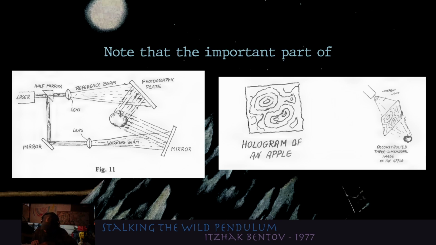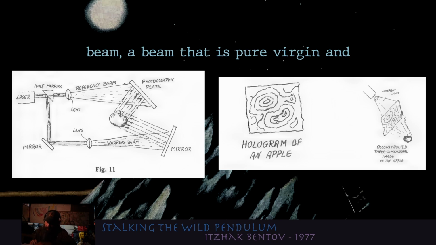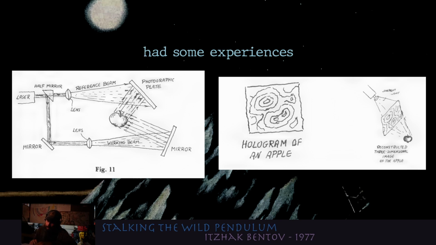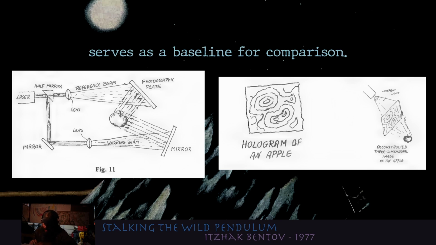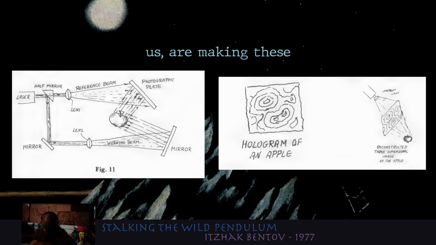Note that the important part of holographic image making is the interaction of a reference beam, a beam that is pure, virgin, and untouched, with a working beam which has had some experiences in its life. The magnitude of these experiences is being measured against the reference beam, which serves as a baseline for comparison. Our whole reality is constructed by constantly making such comparisons. Our senses, which describe our reality to us, are making these comparisons all the time.